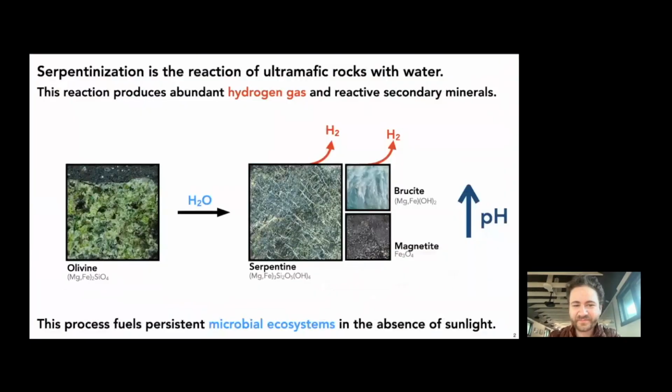Just to quickly summarize, we're studying serpentinization as the reaction of ultramafic rocks with water, which produces hydrogen gas both through the serpentinization reaction and the formation of secondary minerals such as brucite. It increases the pH of the subsurface groundwater. And we care about this as microbiologists because this process fuels persistent microbial ecosystems in the absence of sunlight.